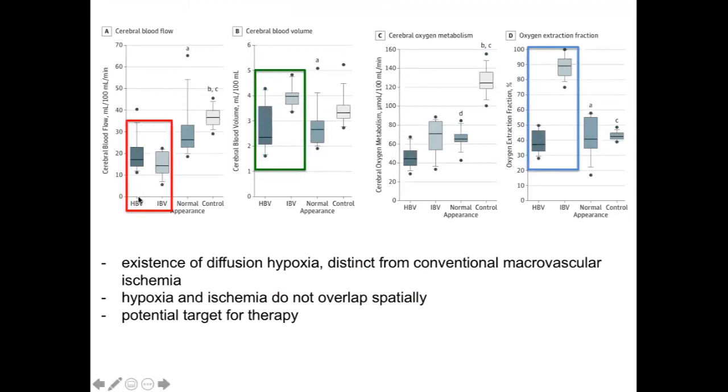If we compare the physiology, HBV is the hypoxic brain volume, IBV is the ischemic brain volume. The CBF is reduced compared to controls. There is a difference in blood volume. This is important because in hypoxic brain volume, the blood volume is reduced, but the most important difference is the difference in oxygen uptake. Increased uptake is ischemic brain volume, reduced uptake is hypoxic brain volume. So it's a different pathophysiology, and this may require a different therapy.